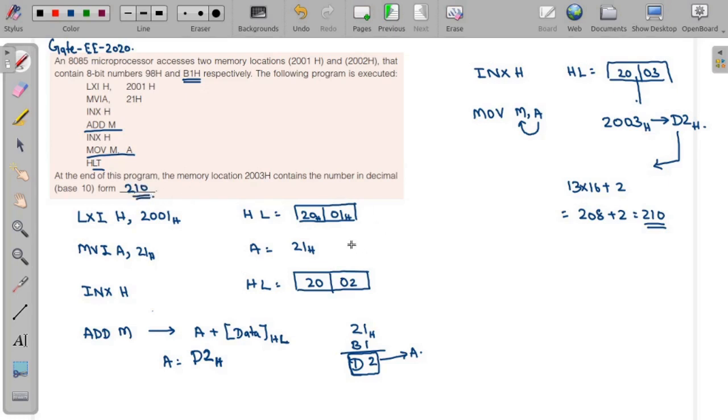So this was also a very simple question they have asked, very basic instructions.